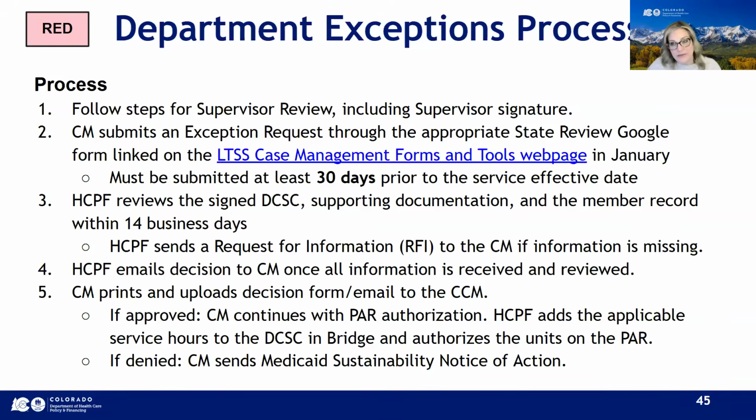You will get a decision by email from HCPF, and you must document this in the care and case management system. If the request is denied, the member should be sent the Medicaid Sustainability's Notice of Action, which we'll cover a little bit later in this training. This will afford the member appeal rights. The member is not appealing the exceptions process, but rather the reduction or denial of services based on the governor's required Medicaid sustainability actions. Again, the Google review form to submit exceptions will be posted on the Case Management Tools webpage.